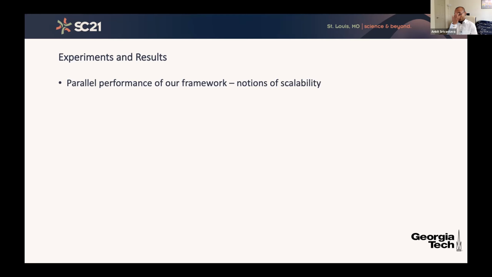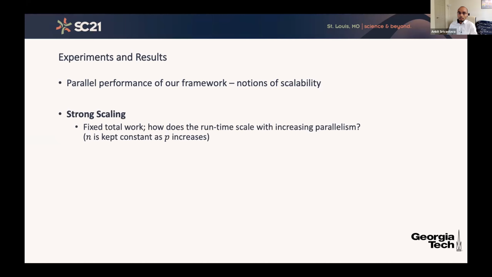In order to evaluate the parallel performance, there are generally two notions of scalability used, and the two most popular ones are strong scaling, where you want to see, given a fixed total work, when you increase the parallelism, how does the runtime scale? So we are given a fixed problem size that possibly takes too long to be really feasible in a real world scenario. So we want to increase the parallelism and possibly reduce the runtime.